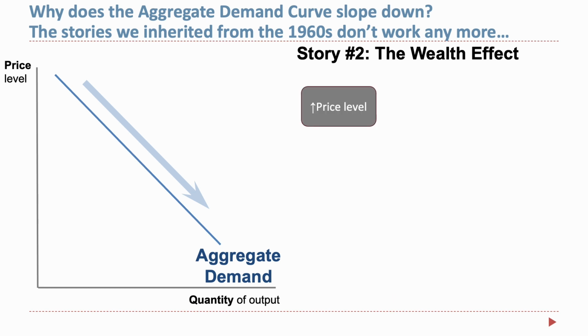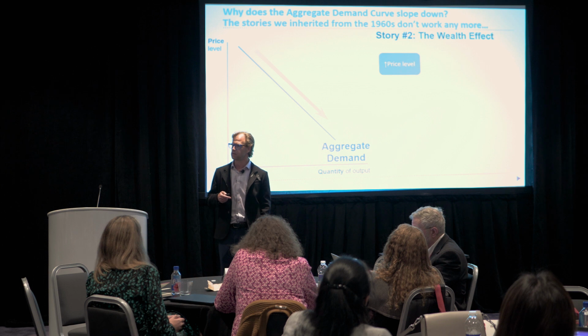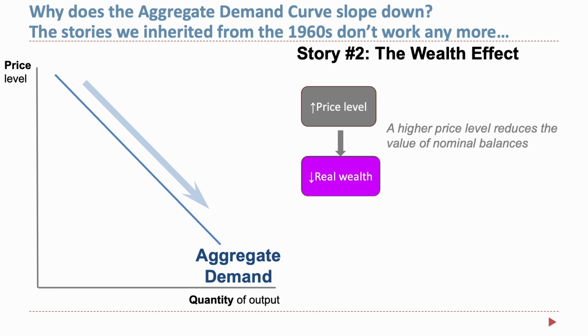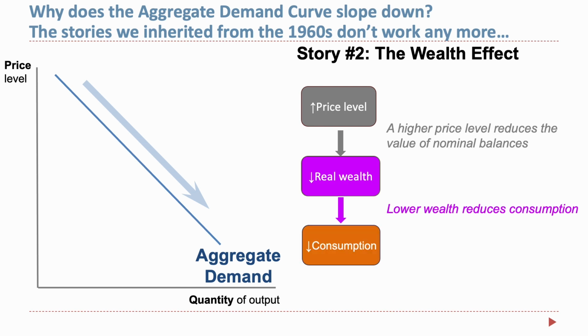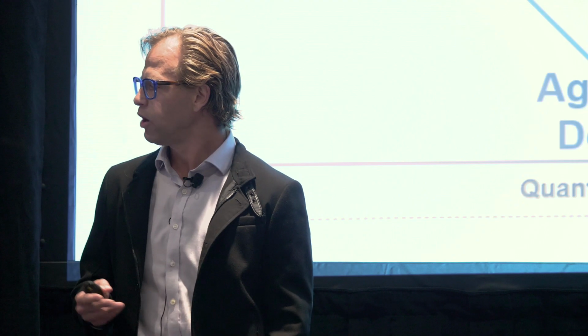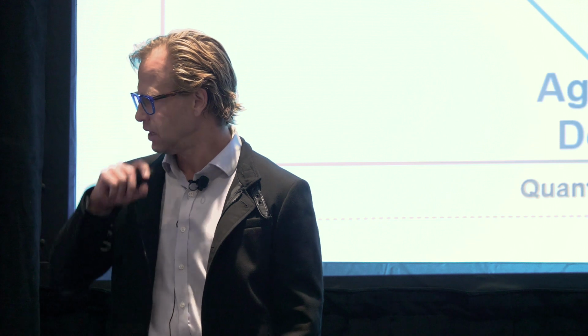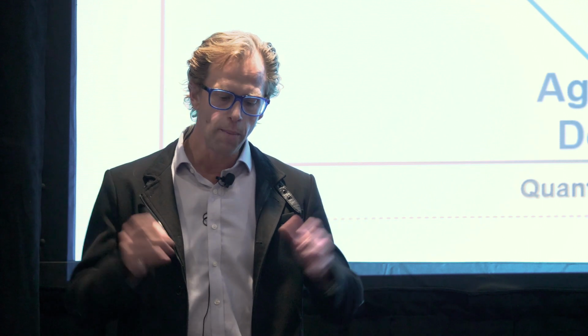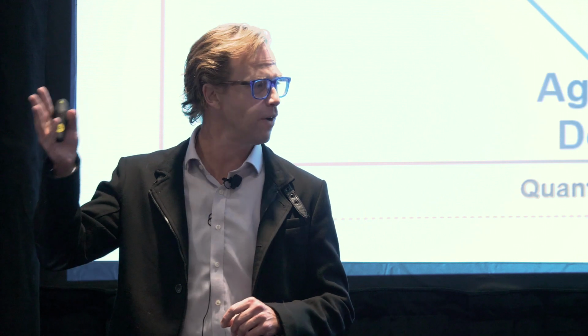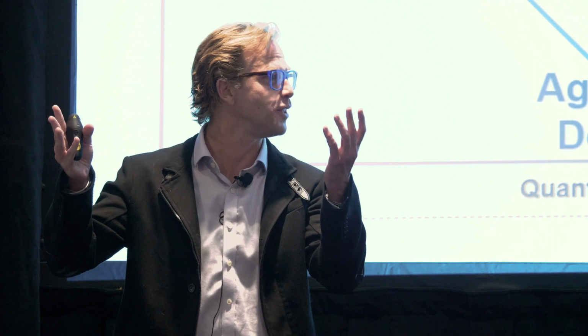This is the story that says, well, if the price level were to rise, then the value of real balances, nominal balances divided by the price level, falls, which must mean real wealth falls. And if that's the case, then consumption will fall, and then aggregate demand will decline. The real problem here is that for almost every asset, there's an offsetting item: for everything on one side of the balance sheet, there's something on the other side.